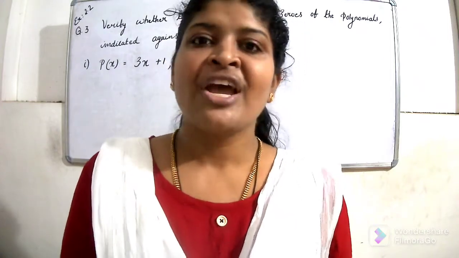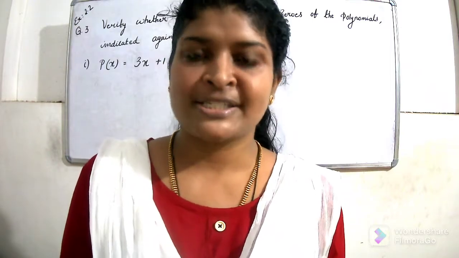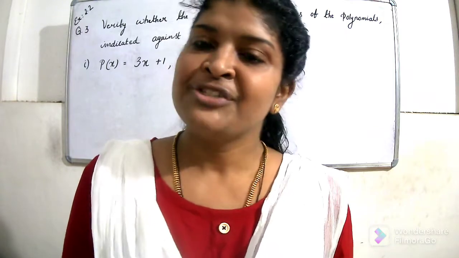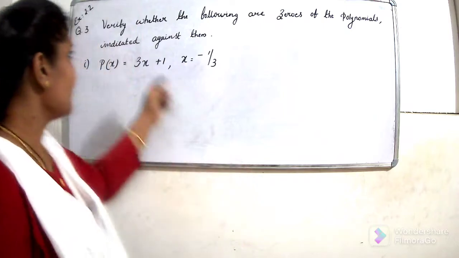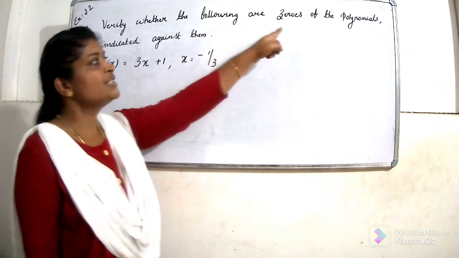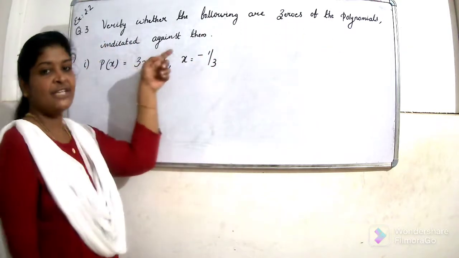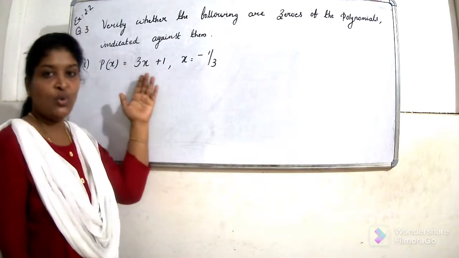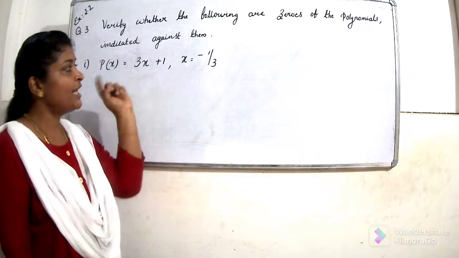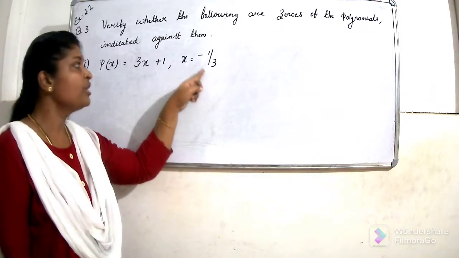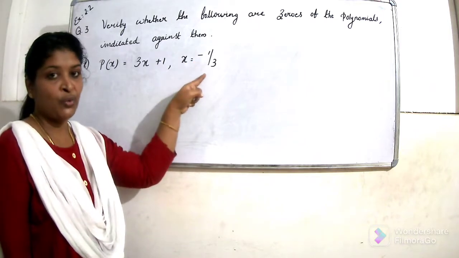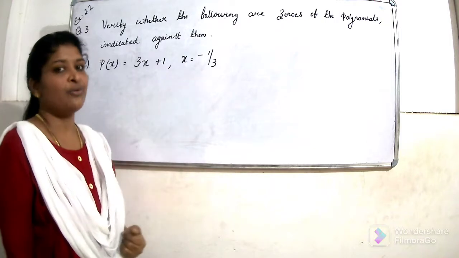This is Bindu Devi. We are learning the chapter Polynomials from class 9, and in today's video we are discussing exercise 2.2 question number 3. So let us start the question. Question number 3: verify whether the following are zeros of the polynomial indicated against them. That means the polynomial they have given is 3x plus 1, and the zero of the polynomial is also given. What is that? Negative 1 by 3. So whether this zero of the polynomial is correct or not, that is what we have to verify.